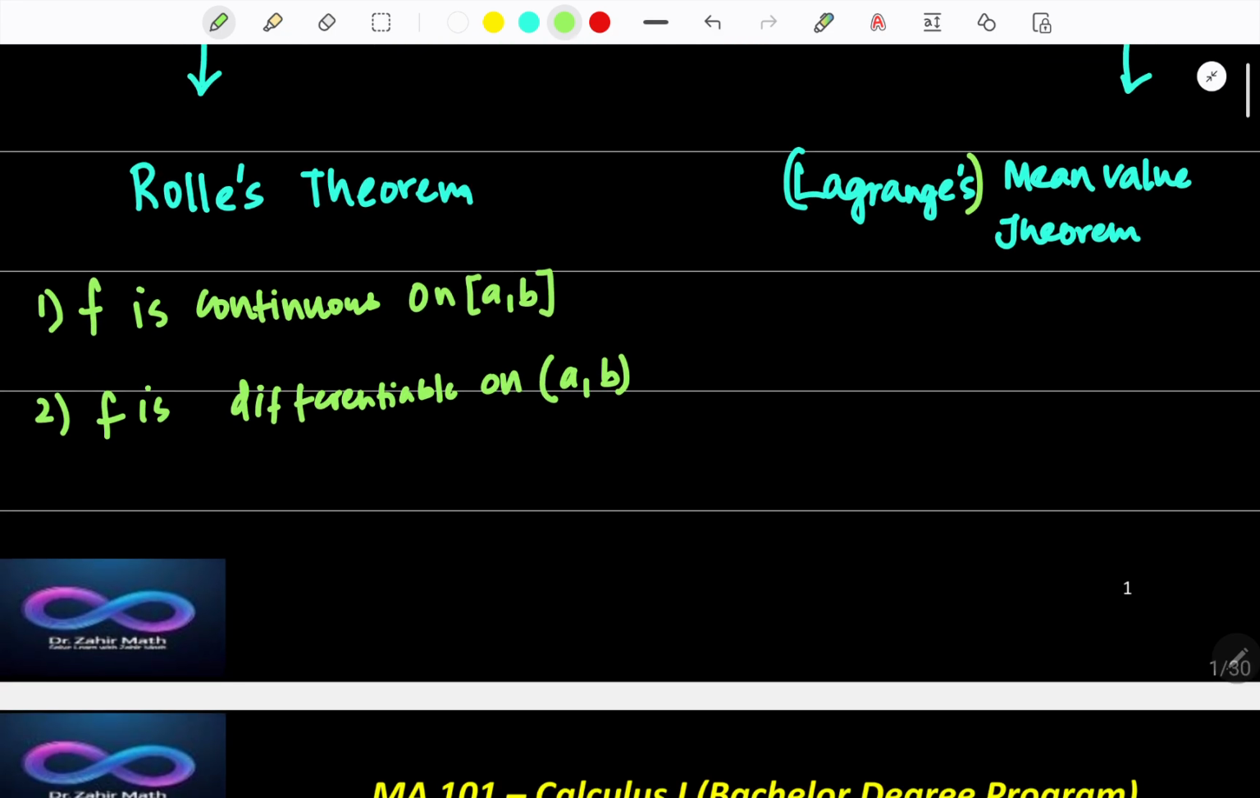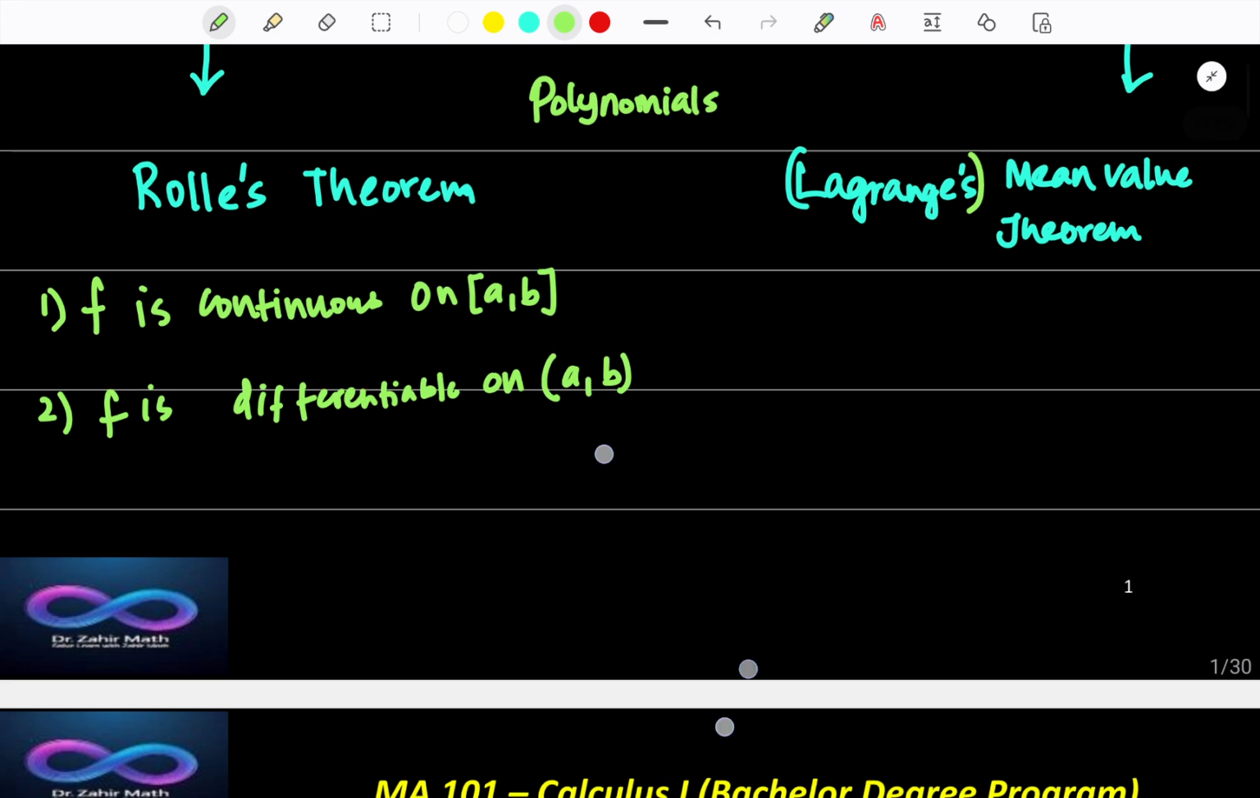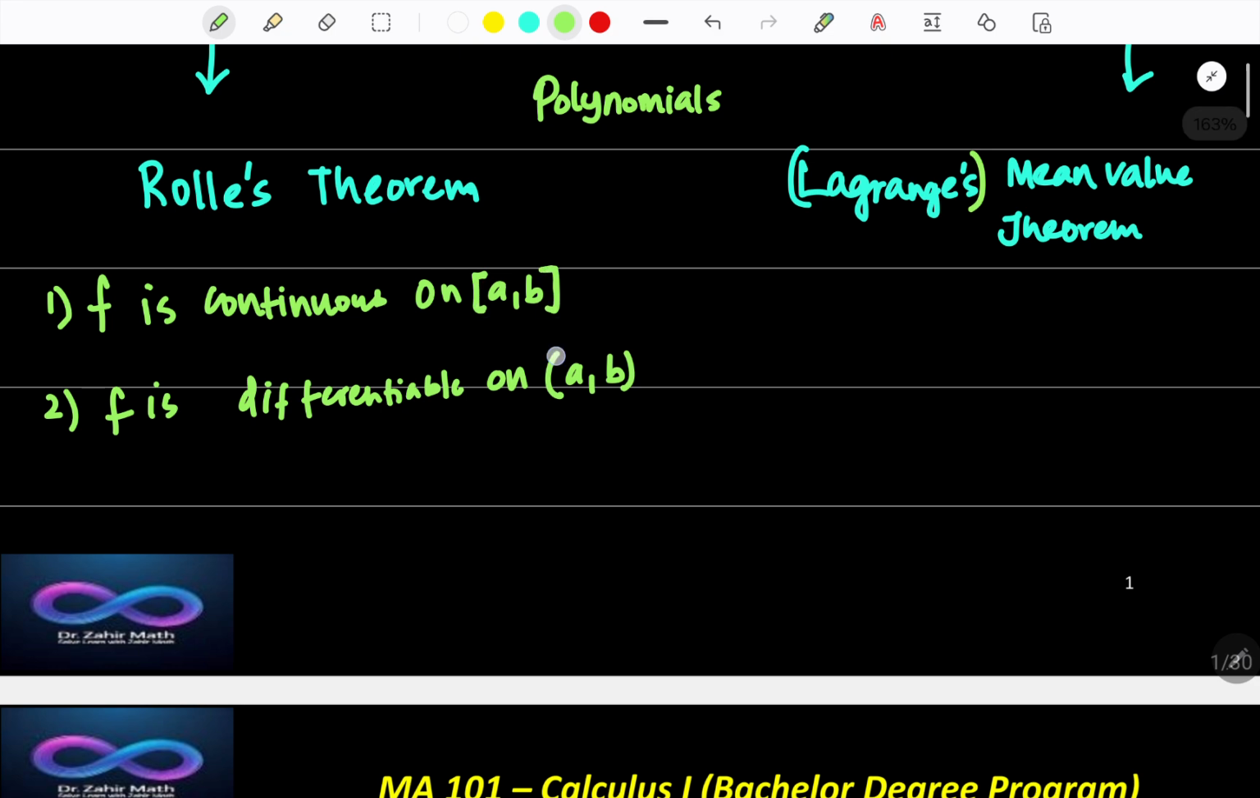All the questions which they are going to give in Rolle's theorem and Lagrange's mean value theorem are polynomials, okay? Polynomials means what? X square, x cube, like that. So for all the questions, you need not check whether the given function is continuous or differentiable, because all polynomial functions are continuous and all polynomial functions are differentiable. So you can write boldly the first 2 lines: f is continuous on the closed interval a comma b and f is differentiable on the open interval a comma b.